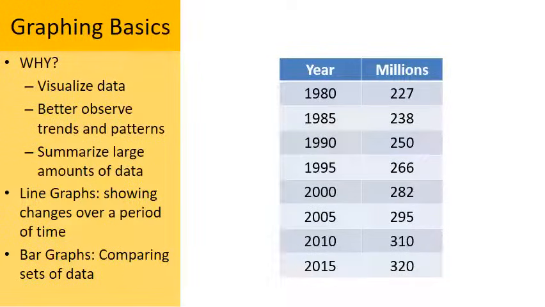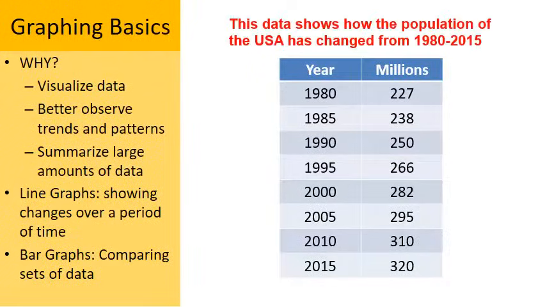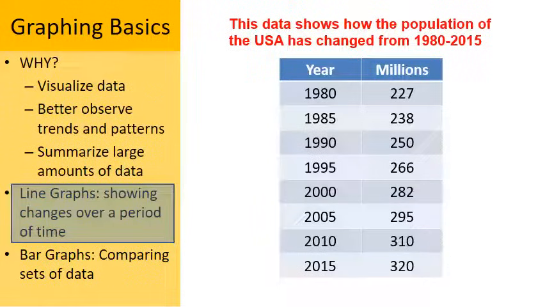Okay, so here's some data right here. If you notice what the data is showing, it shows how the population in the United States has changed from 1980 to 2015. If I were to ask you to graph this data, based on what we just discussed, what do you think, a line graph or a bar graph? Well, I hope you would recognize this would be a line graph because we are showing how the population of the United States has changed over a period of time from 1980 to 2015.